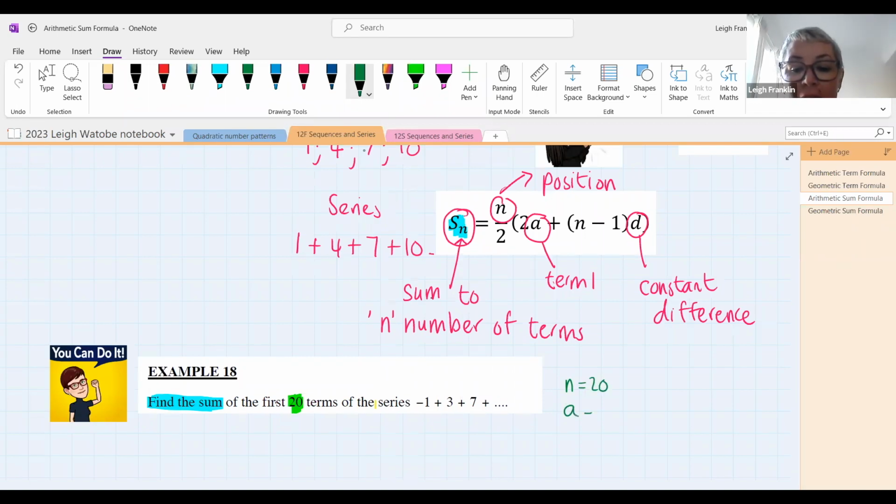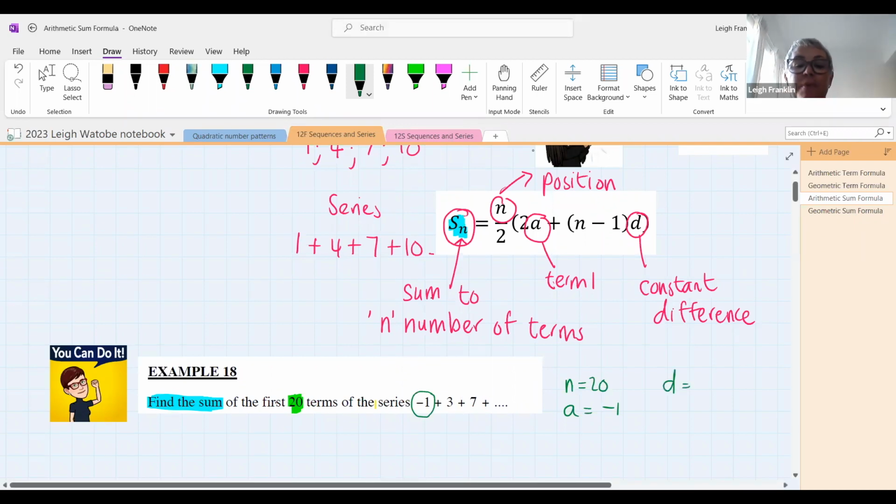What is the value of A? What's the value of A in this case? Okay, the value of A, careful guys, is -1. Okay, -1. This is the first term over here. All right, so the value of A is -1. Yes, most of you are saying that. Perfect. Well done. And the last thing that we need is the difference.